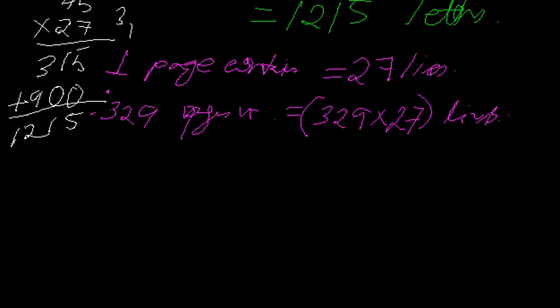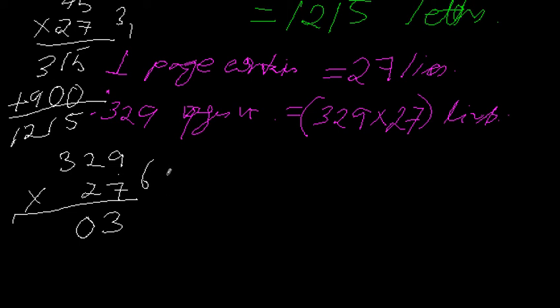Let's do this multiplication here. 329 into 27. First multiply 7 with 329. 7 nines are 63. I have 6. 7 twos are 14 plus 6 will give me 20. So 0 here. I have 2. 3 sevens are 21 plus 2. That will give me 22, 23. Sorry, not this line.